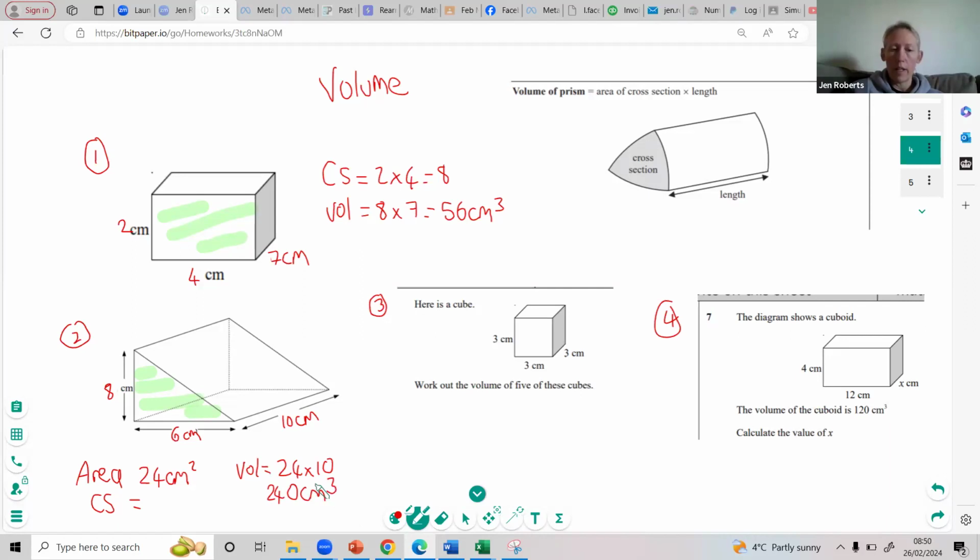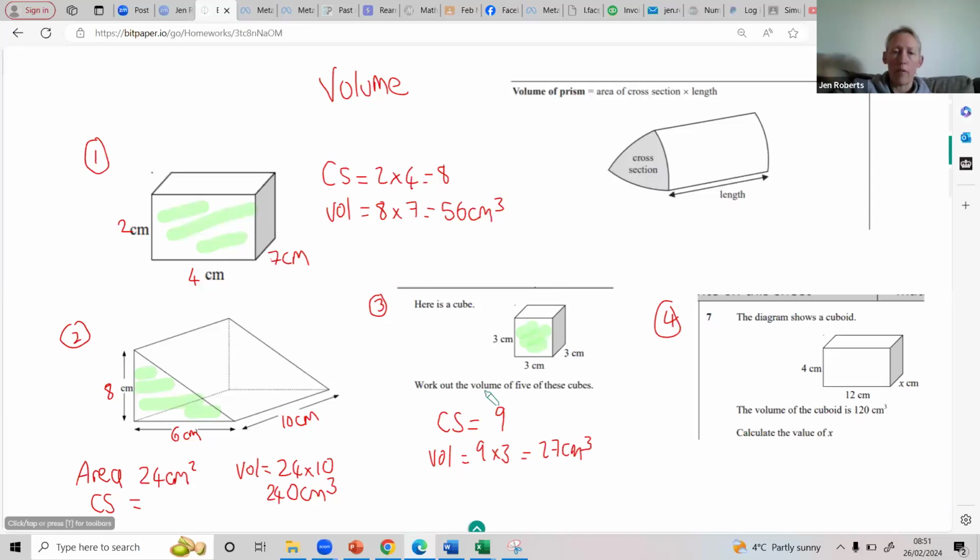Okay, so our next one we've got, so here's a cube. Work out the volume of 5 of these cubes. Hopefully you read that question properly. Square, what's the area of the cross section? 3 times 3, 9. How do you find the volume? Times it by its length. 9 times 3, 27 centimetres cubed. In this question, we're actually asking for the volume of 5 cubes. So 27 times 5, 135 centimetres cubed.